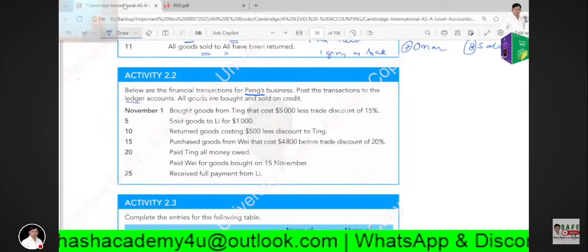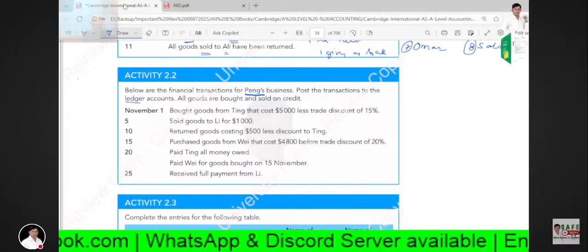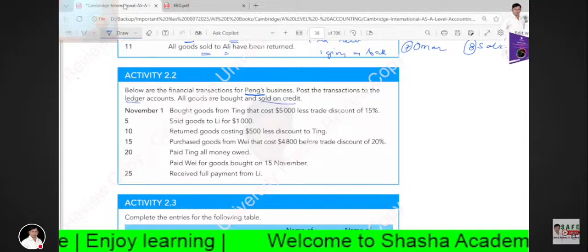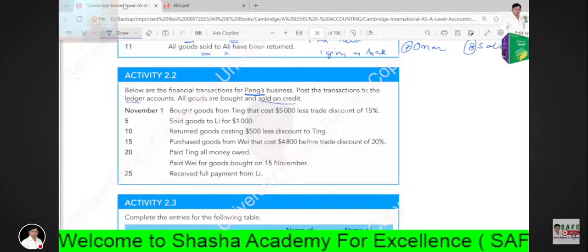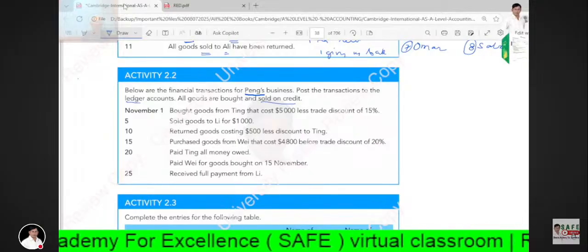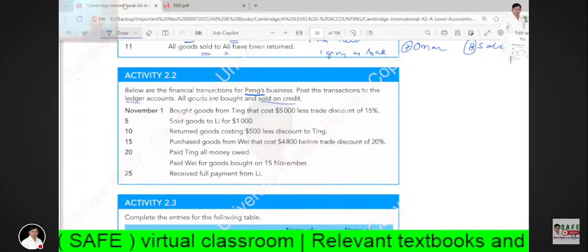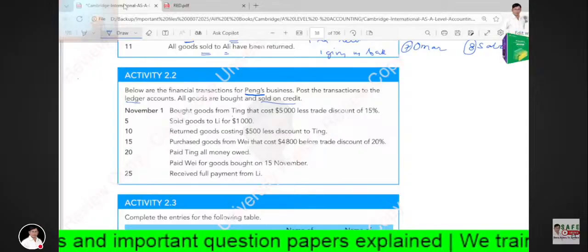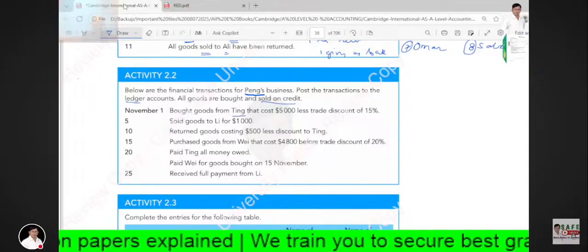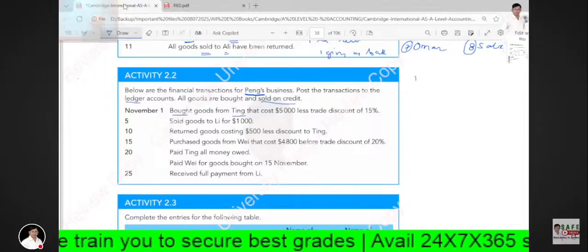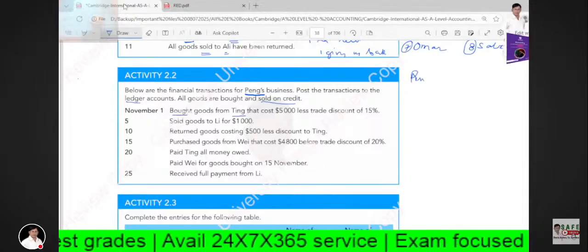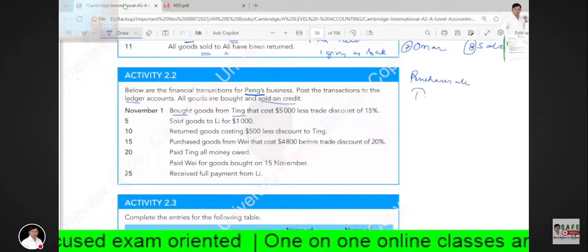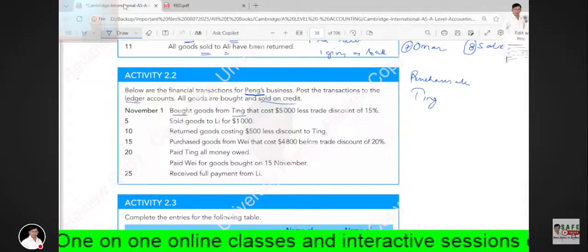All goods are bought and sold on credit. So no cash payments, no bank payments again. So let us make the list of ledger accounts that we may have to create. Bought goods from Ting. So purchases account and Ting account.